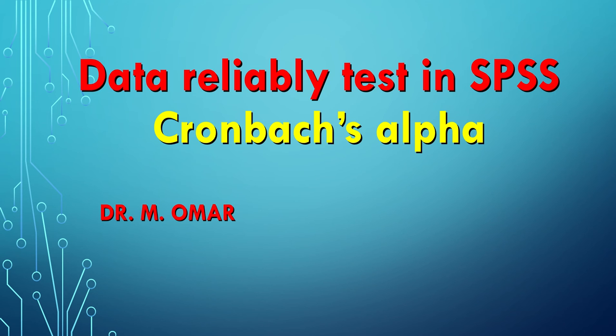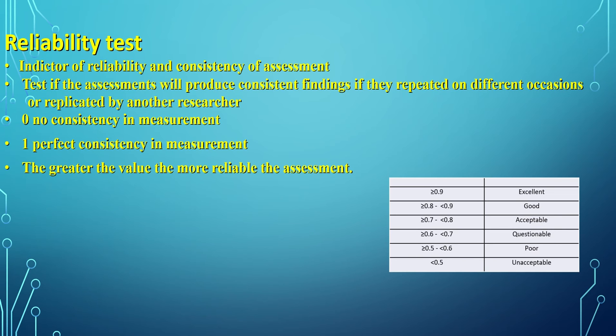Hi everyone. Today I will show you how to do a reliability test in SPSS using a Cronbach's alpha to determine this value in SPSS. Reliability test is an indicator of reliability and consistency of assessment. The test is testing if the measurement will produce consistent findings if they were repeated on different occasions or replicated by another person or researcher.